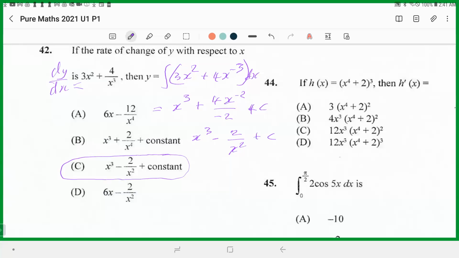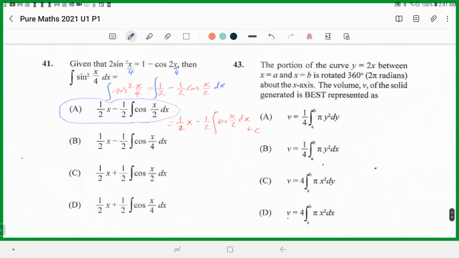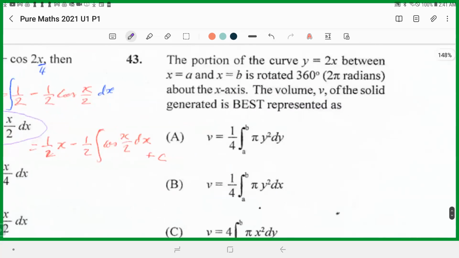I want to sleep. I'm tired. Number 43. I'm doing this for Jordan in Tobago.